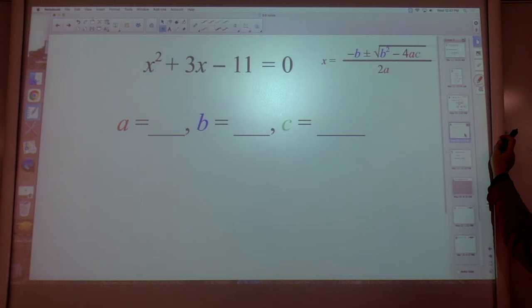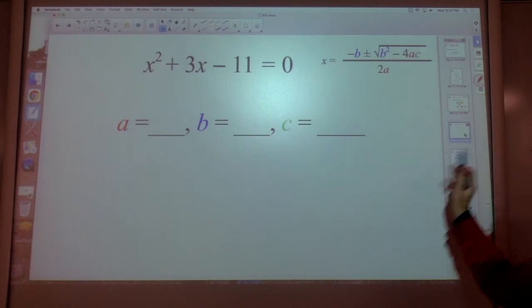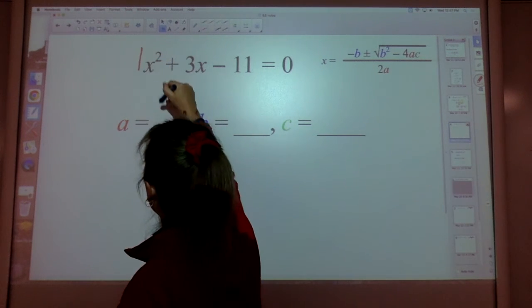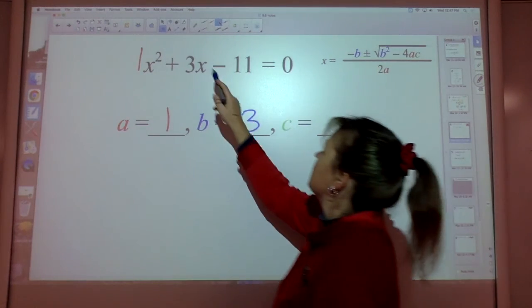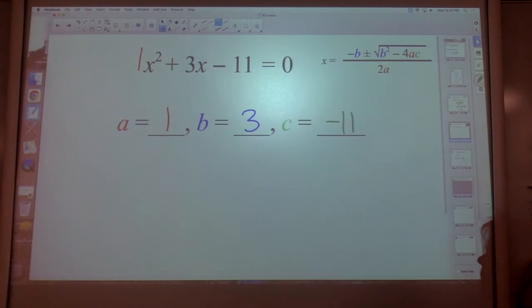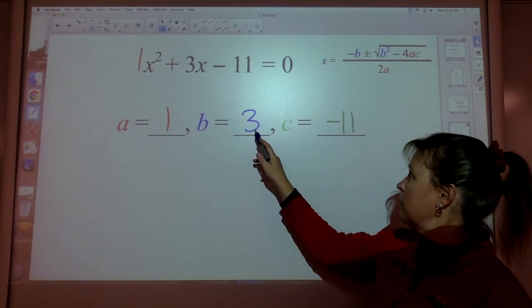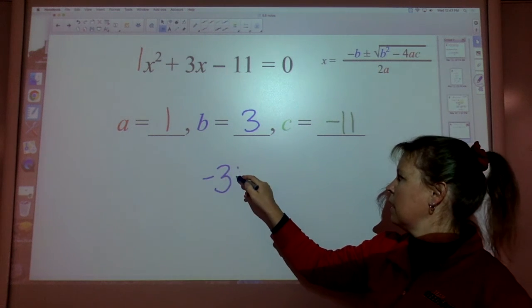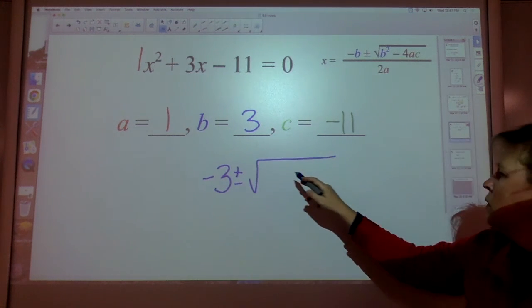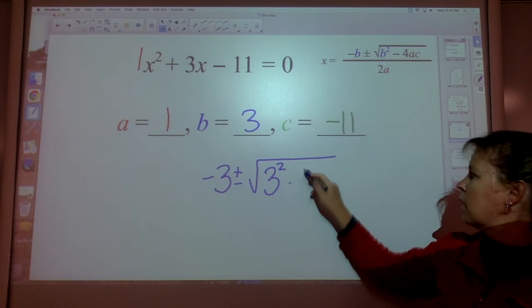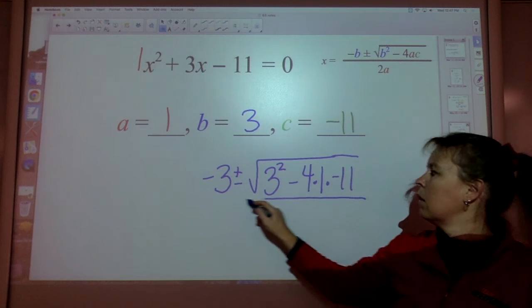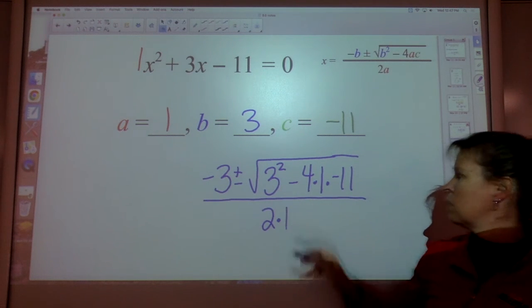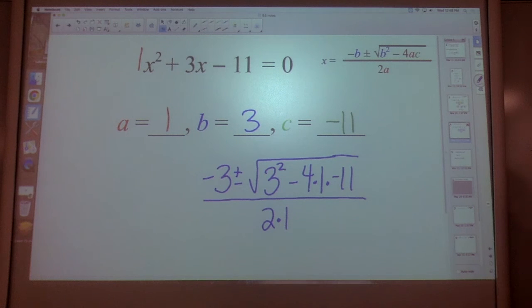Let's try this one more time. We'll only do 3 of them because you'll get the hang of it as you do your homework. A equals, there is a 1 in front of that x squared, so let's use that. B is 3, and C is negative 11. We want the opposite of B, negative B. The opposite of B is negative 3. Plus or minus the square root, always just put in a positive, B squared minus 4 times 1 times negative 11, all over 2 times 1, or 2 times A.